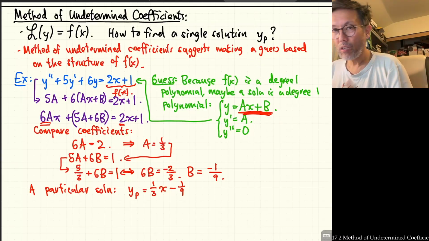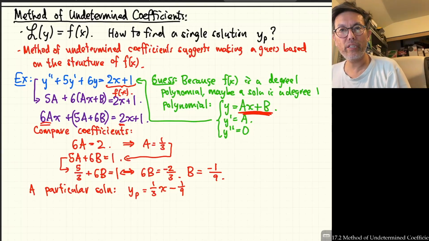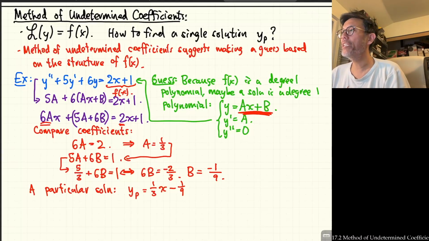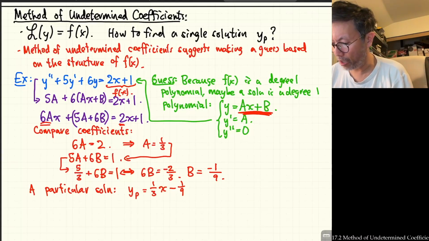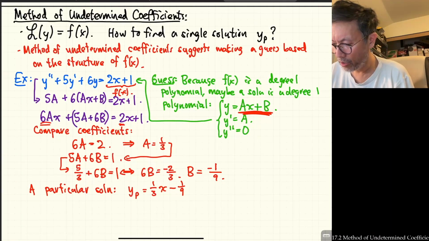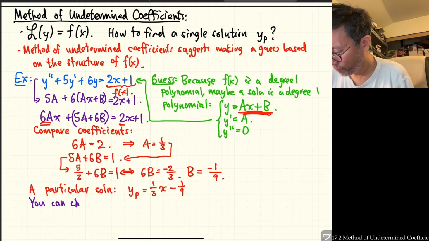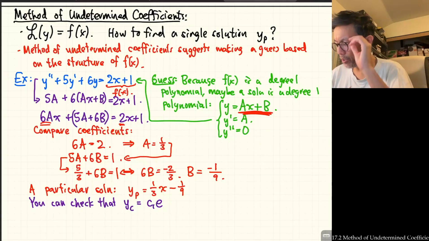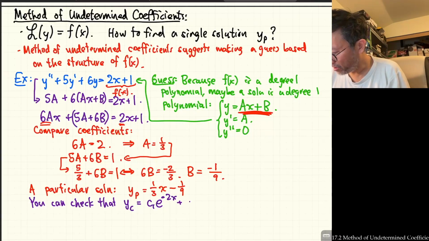Okay? So then what is the general solution to the differential equation? Well, to find the general solution to this differential equation, we need to go on to find y sub c. We need to find the solution to the associated homogeneous equation. So you can check that y sub c, the complementary solution, is c1 e to the negative 2x plus c2 times e to the negative 3x.